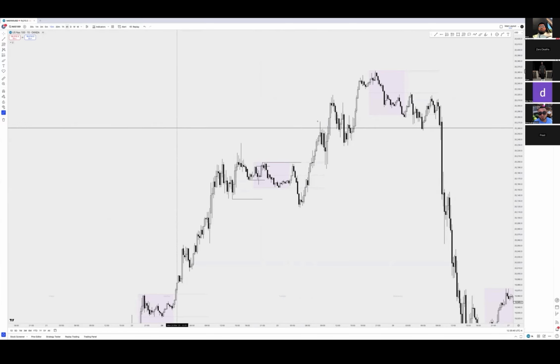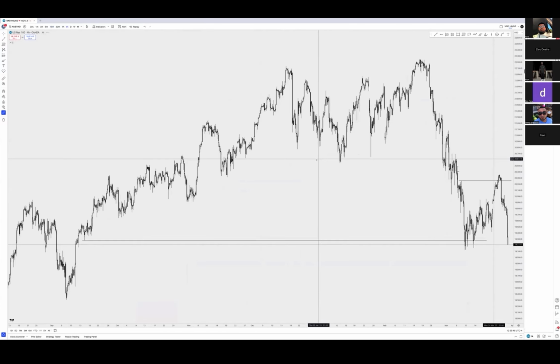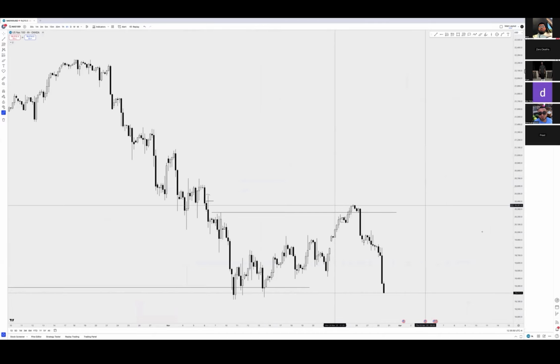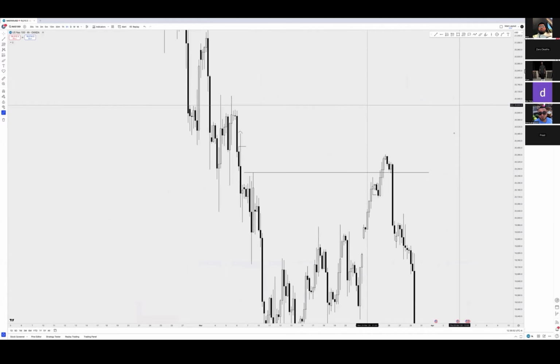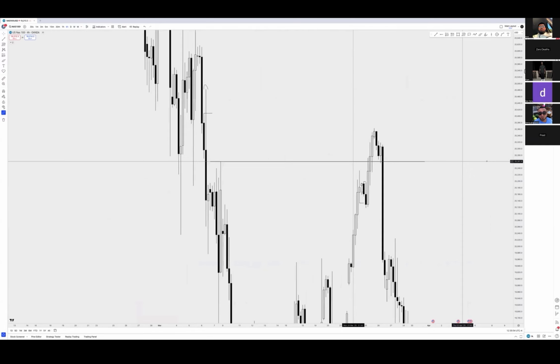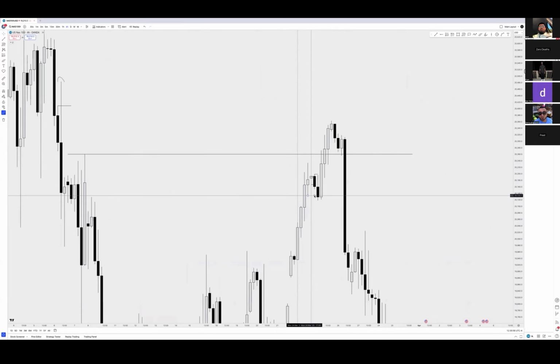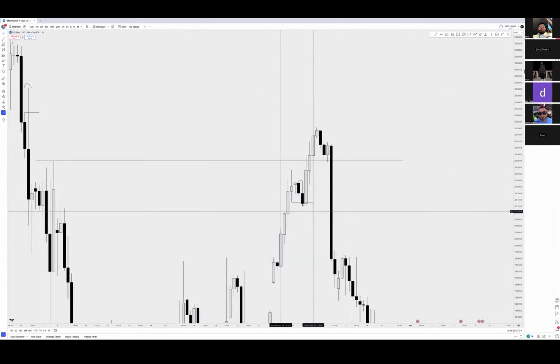Let's check the 4 hour real quick. I want to see something. Yes, so that is pretty nice. We got the 4 hour low swept. So basically that line was the previous 4 hour candle, and then it taps into that imbalance.